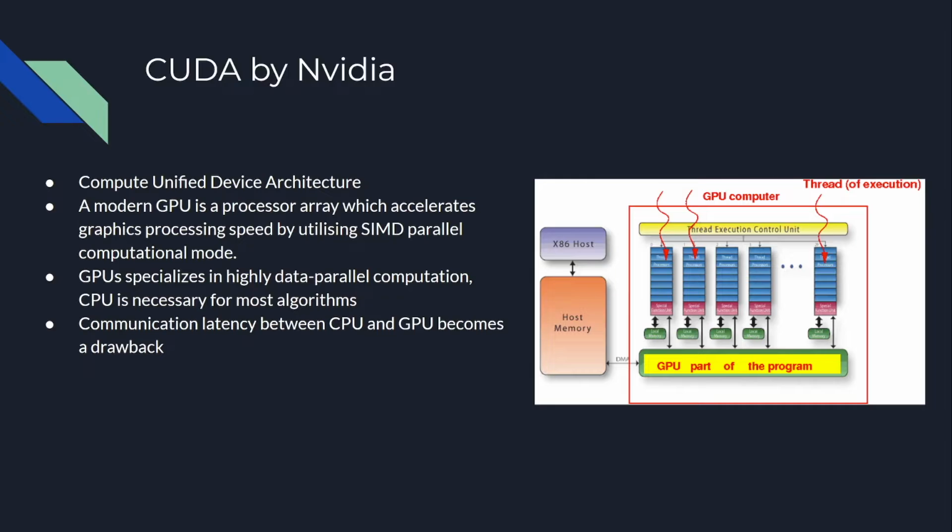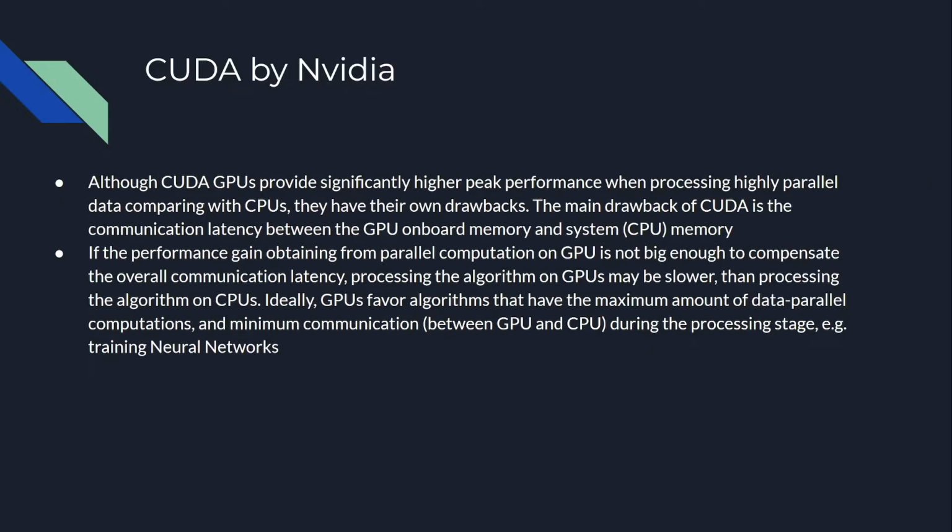So the actual issue with CUDA by NVIDIA is that it's very difficult because the GPU requires the CPU. The latency between those two actually becomes a bottleneck, and that's one of the cons of the CUDA architecture. So although the CUDA GPUs provide significantly higher peak performance when processing highly parallel data, compared with CPUs, they have their own drawbacks. This, of course, is the communication latency.